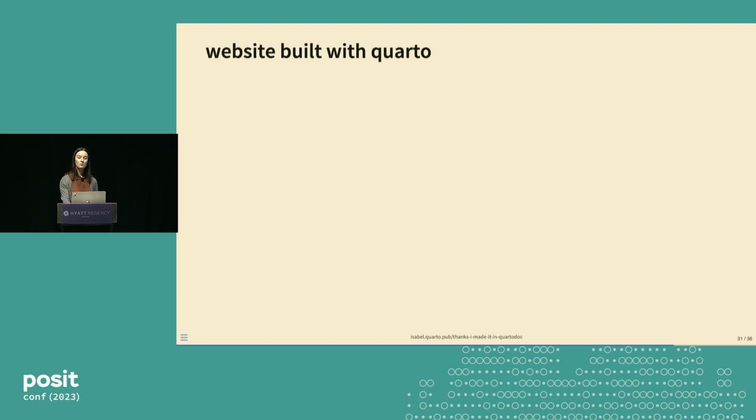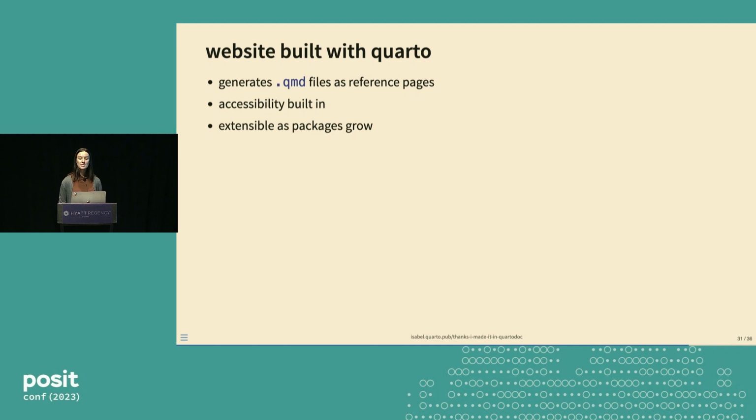And because this website is built with Quarto, you get all of the Quarto goodies, which is amazing. You get to write in Markdown because you're getting all of these reference pages generated as Quarto Markdown files. There's accessibility built into Quarto. You have high contrast highlighting, you have accessible sizing, and easily customizable alt text for any of the images inside of your website. And Quarto is able to grow from one page, like how I started with Vetiver, to larger sites.